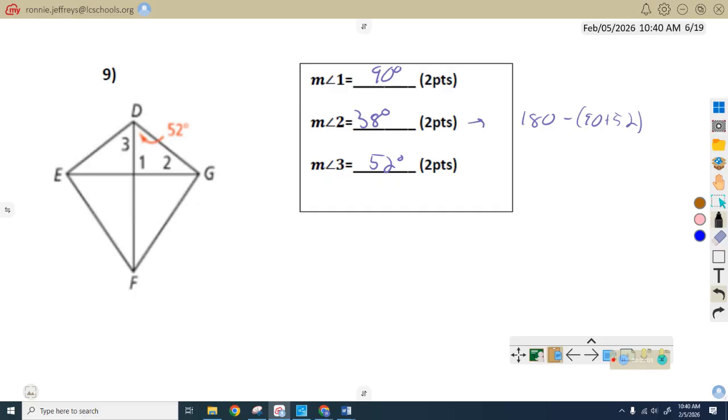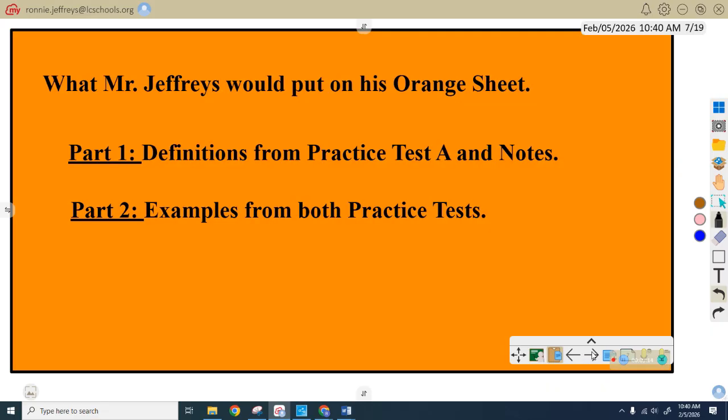Now, that's the practice test. Now, this is actually what I would, as a suggestion, this is what I would have on my orange sheet. I would have the definitions from the practice test A and notes. Like, I could actually be pulling problems from your actual notes and putting them on the test. I've done that before. And then part 2, I would have examples from both practice tests.